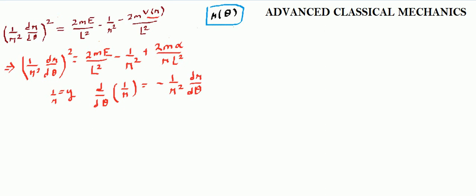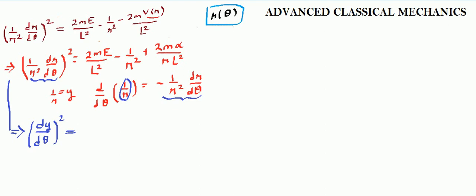So what do we get? From here we'll get (dy by d theta) whole square. Why? Because 1 by r is y, and we have this 1 by r square dr by d theta already here, and the square will take out the minus and it will become plus. Agreed? So it becomes smaller. Let us look at further steps.